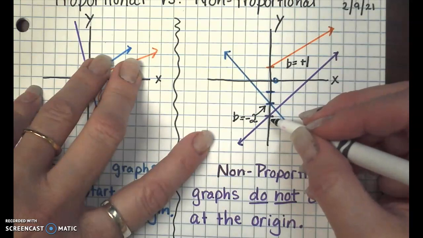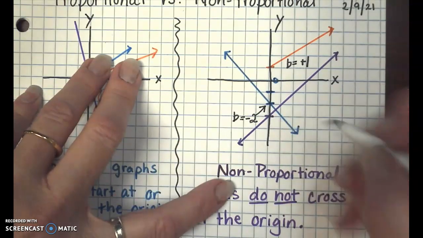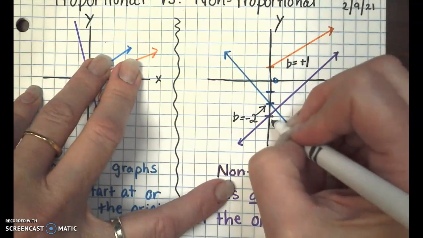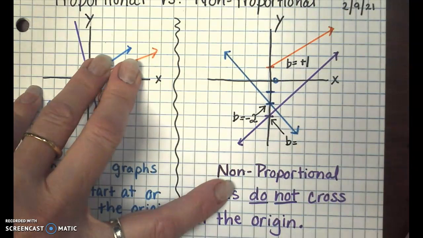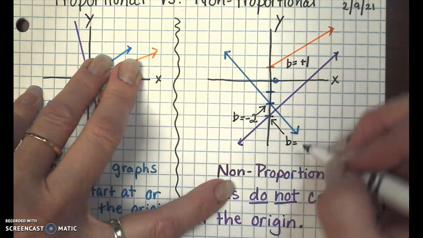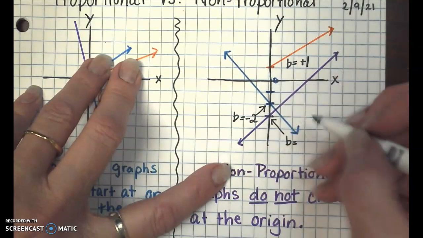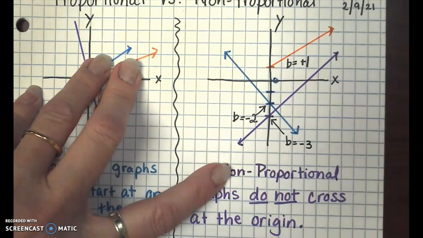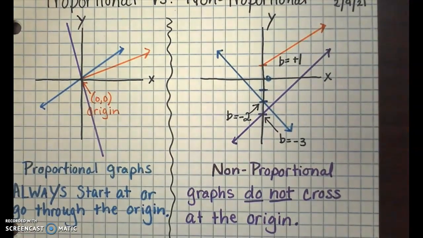Where's the purple line crossing? -3. So what is the y-intercept, or the b? What does b equal? Y-intercept. Yes. What number for the purple line? -3. Perfect. Good job. Okay, so now let me ask you this.